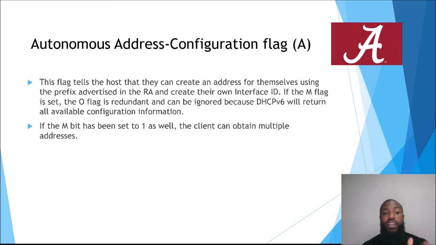Now, if the M bit is set to 1 as well, so now we've got the M bit and O bit, the client can obtain multiple IP addresses. That's why sometimes you can see with IPv6 interfaces, you can have like 2 or 3 IP addresses, believe it or not. And it could be helpful for security reasons, maybe. Redundancy is... IPv6 is really robust technology. So shout out to the creators of that.